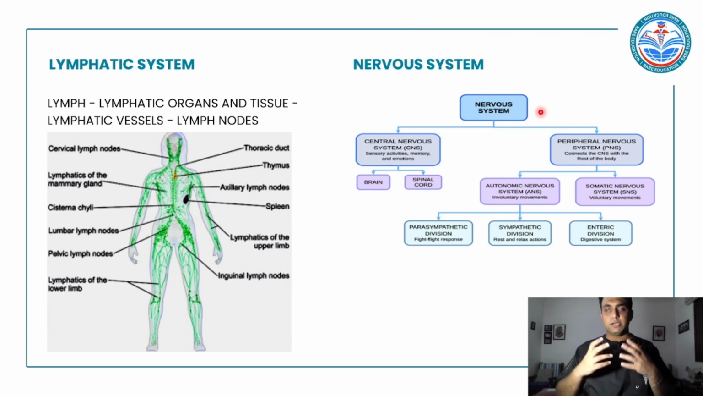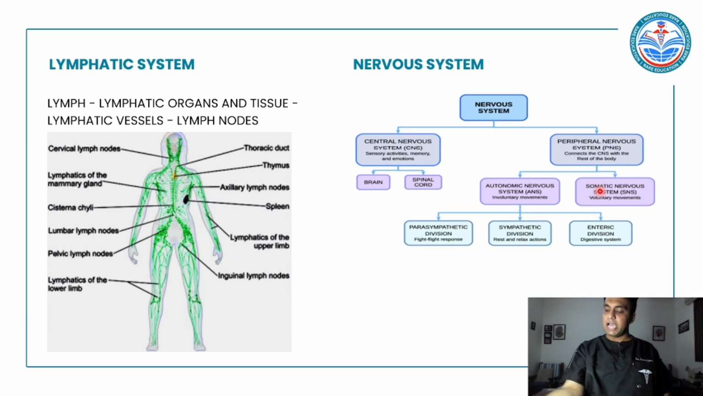So, CNS, always remember the trick. Whatever is in the center is called CNS. So, the brain and the spinal cord is the CNS. But whatever nerves are going out are called PNS. So, PNS includes the somatic nervous system. So, somatic nervous system is responsible for the voluntary muscle movements.